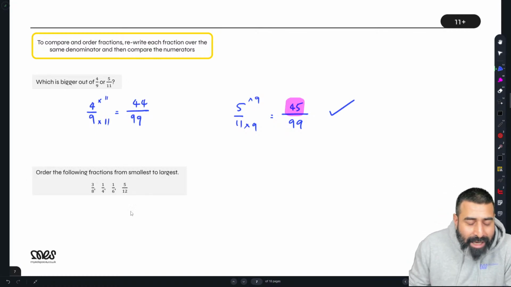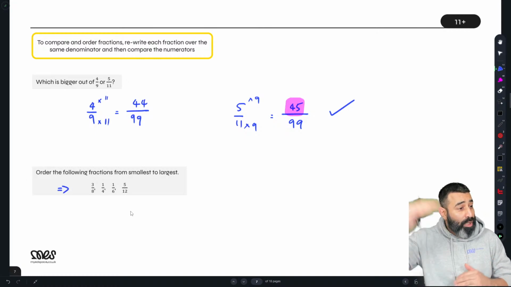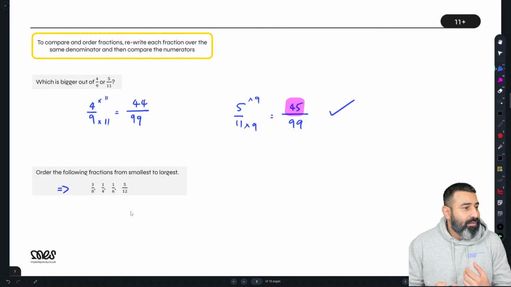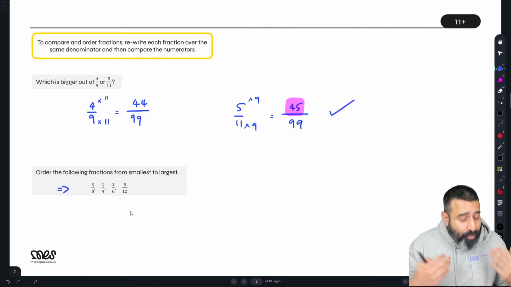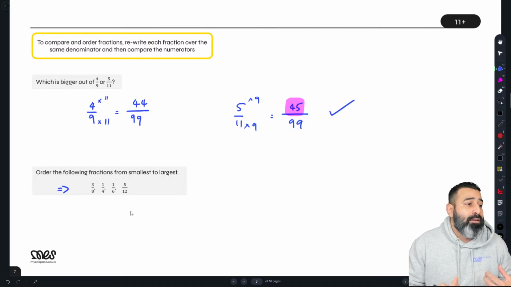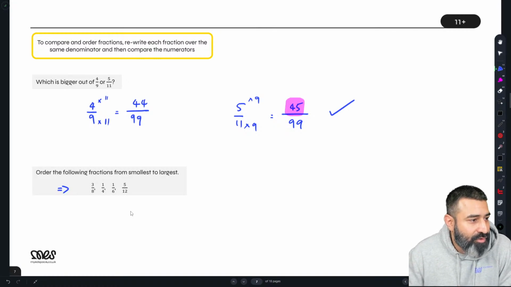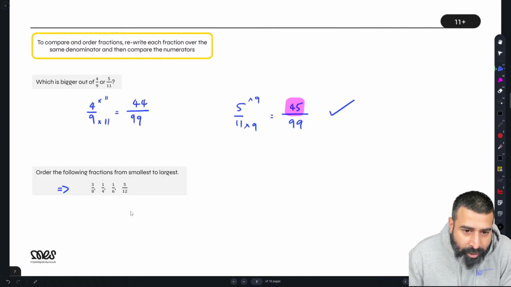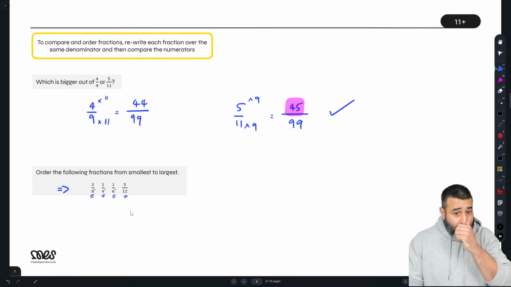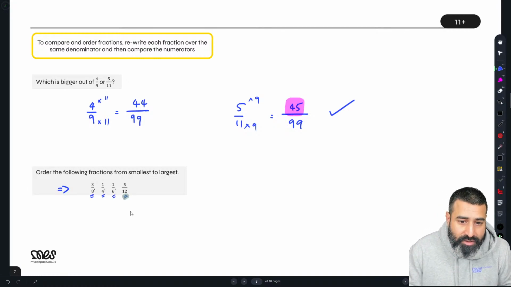Let's have a look at our second task. We have to order these fractions from smallest to largest. Okay, you get it now. Good. Now what I'm saying is you might not get it straight away, but we're going to do shed loads of practice, okay? So it will come. You just got to believe. Like Mikel Arteta, trust the process, okay? So let's have a look at all of these fractions. We're going to order them from smallest to largest.